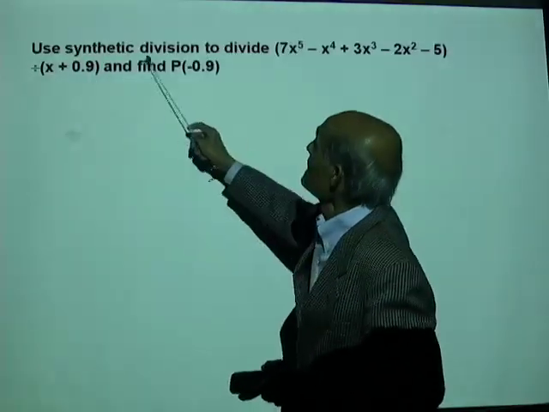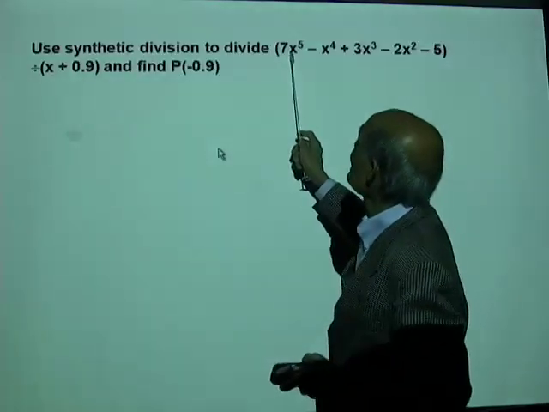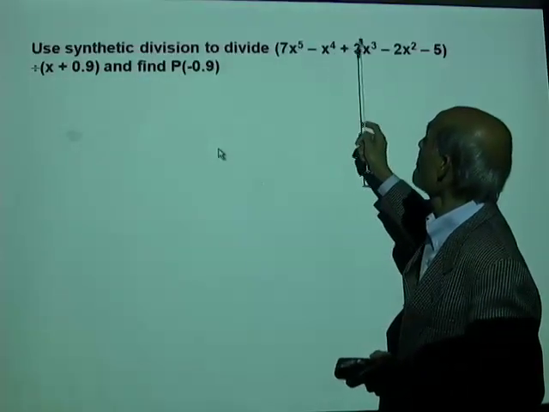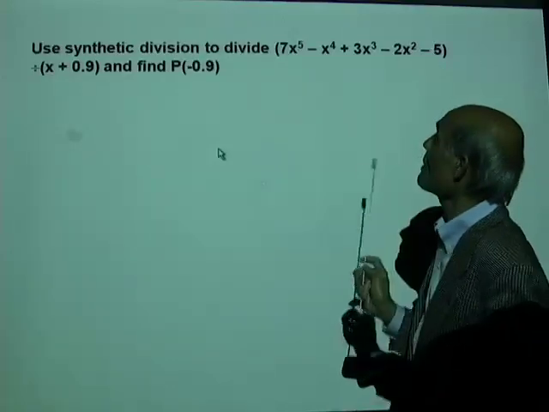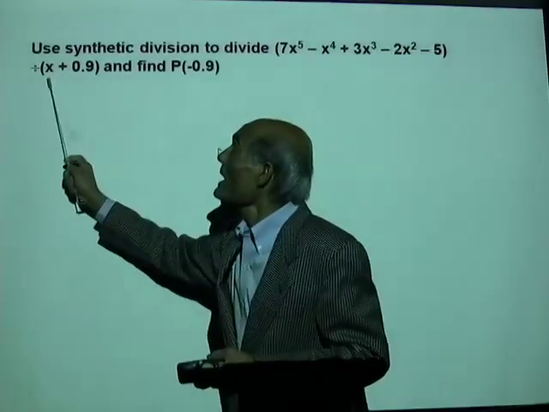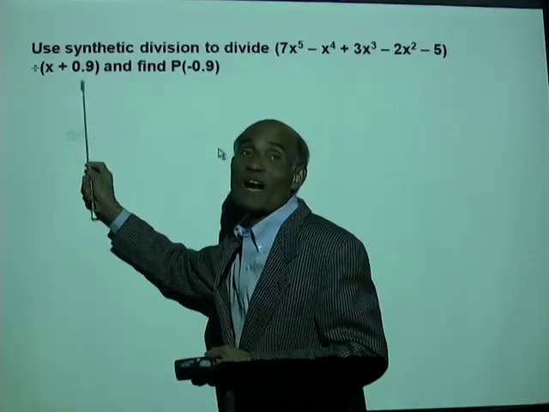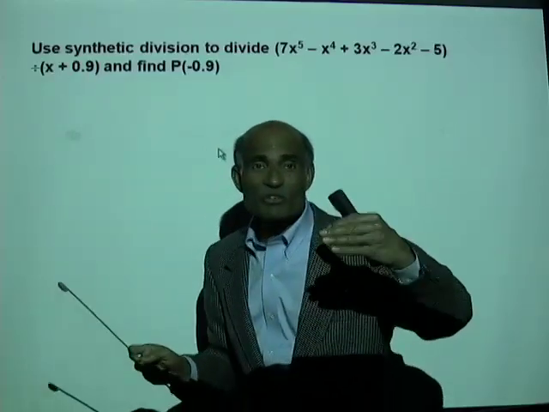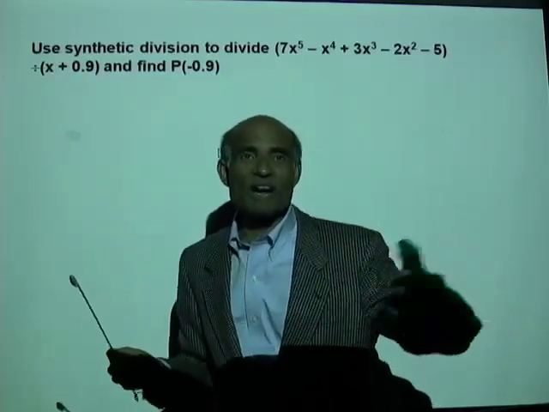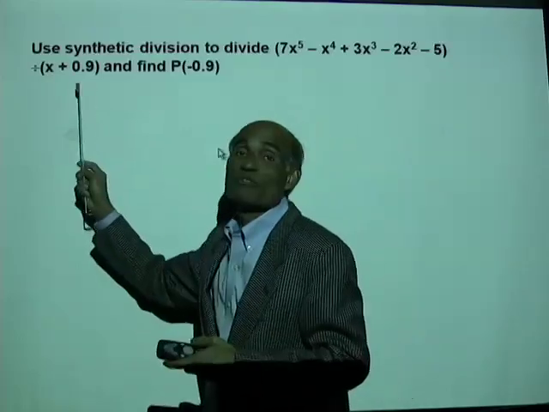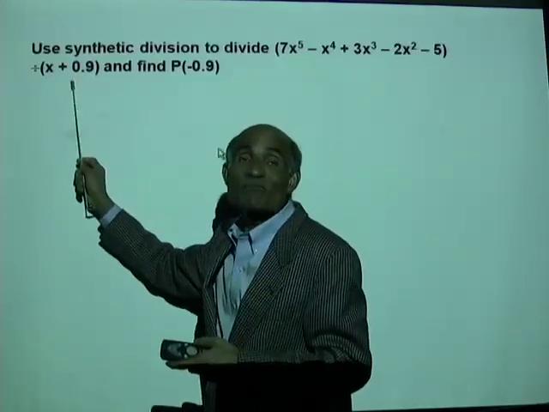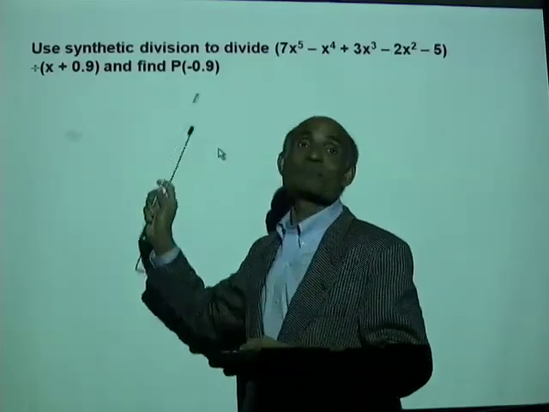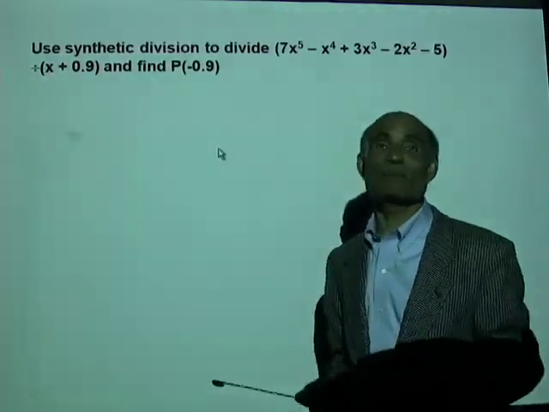Alright? Use synthetic division to divide 7x to the power of 5 minus x to the power of 4 plus 3x cubed minus 2x squared minus 5 by x plus 0.9. This time I've given you the factor by which you are dividing. That means the remainder will be P of negative 0.9. Find P of negative 0.9.